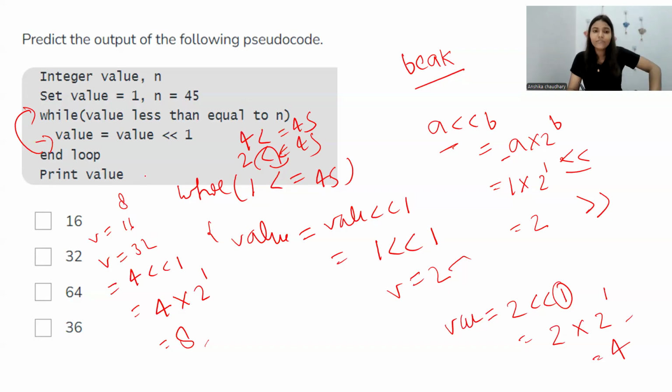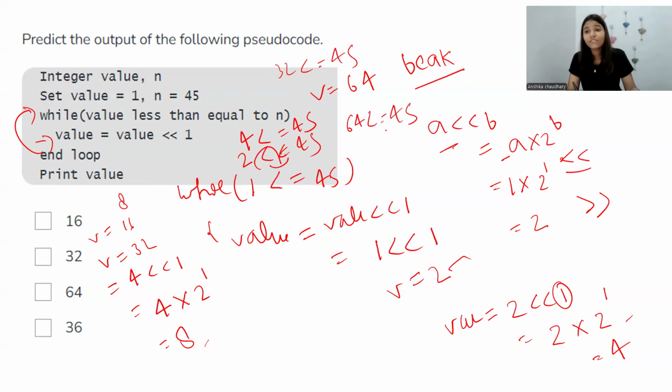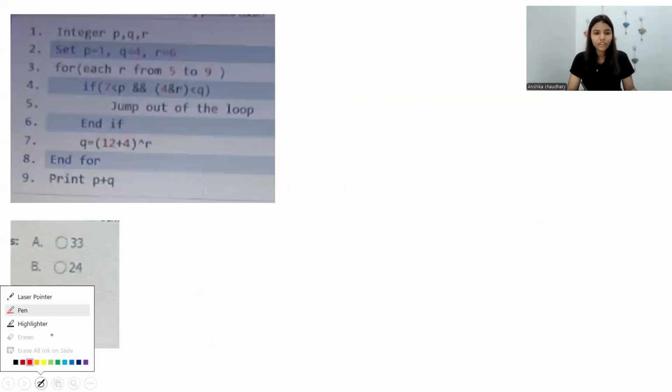Then next time when the value is 32, 32 is again less than equals to 45, so once again the condition is true and it will be updated. 32 into 2 becomes 64. Again when we go into the while loop and check whether 64 is less than equals to 45, this time the condition is false, so we come out of the while loop and bring the latest value. The latest value was 64, so 64 will be printed and it will be the output. I hope it makes sense. Let's move on to the next question.